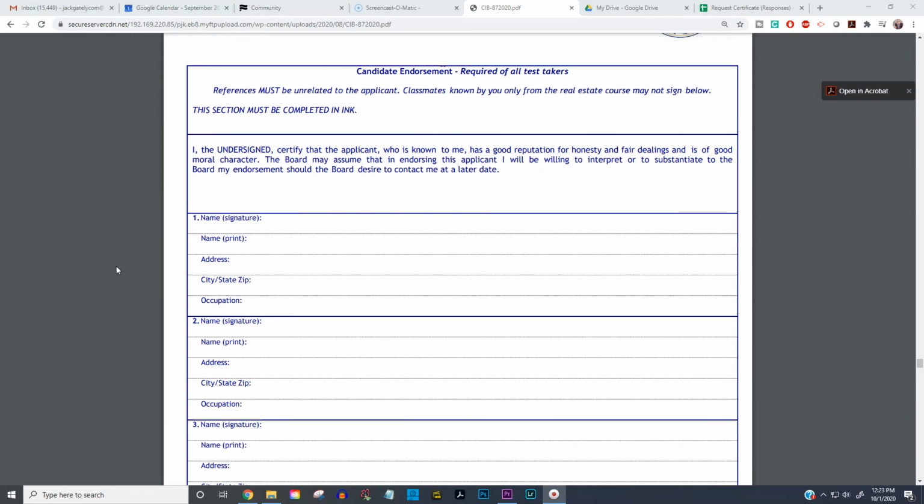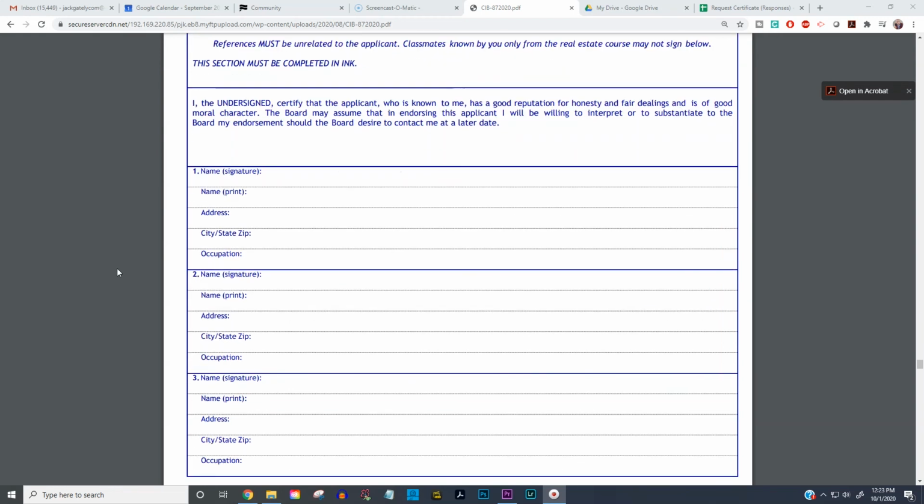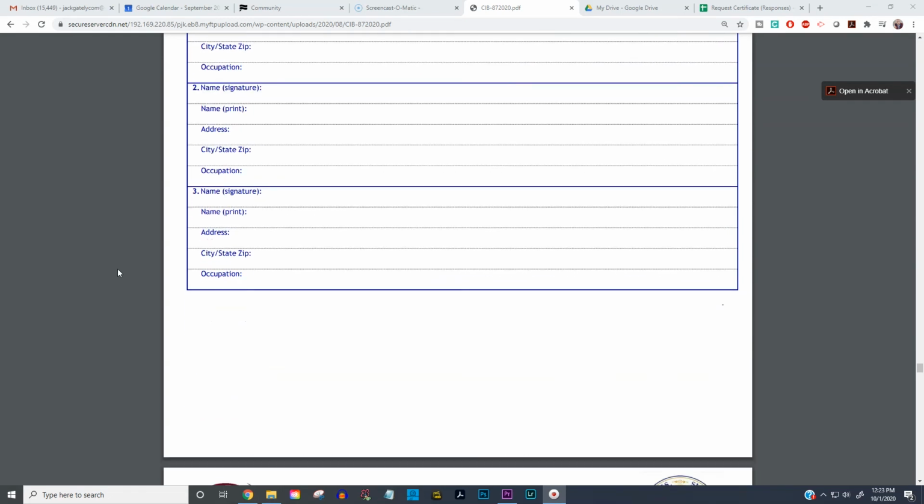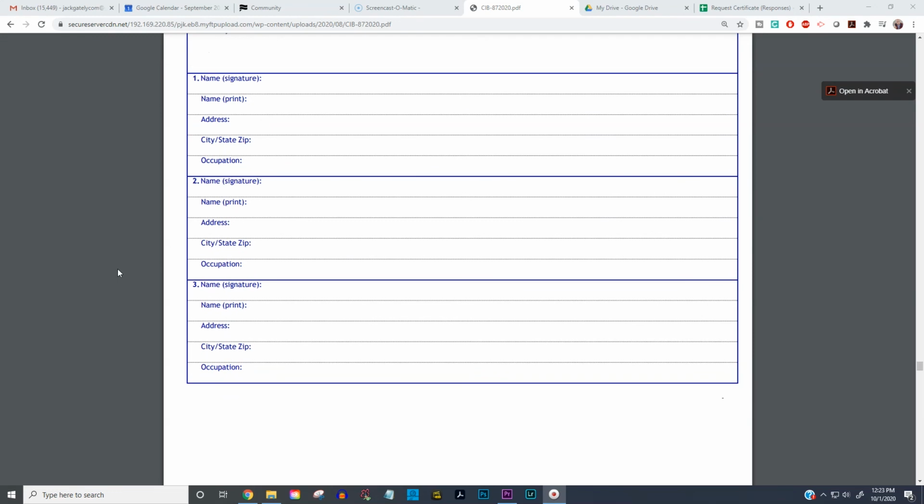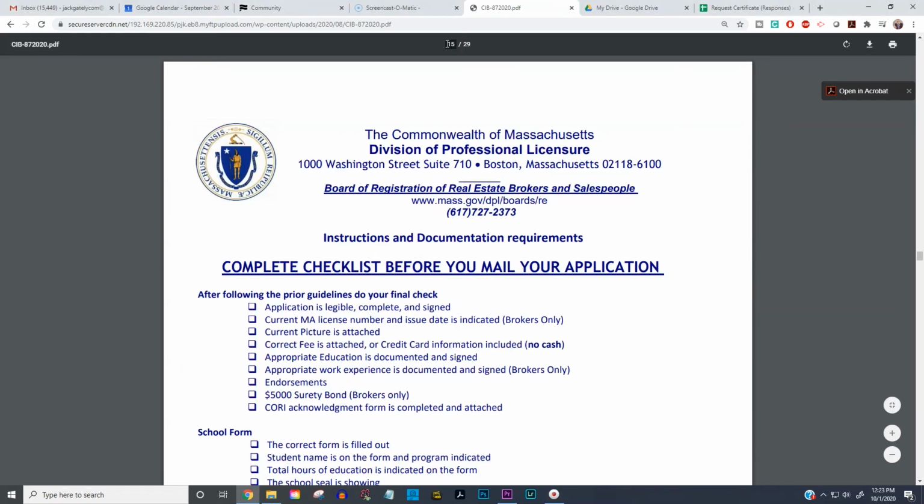Below that is your candidate endorsement forms. Remember, no classmates and no relatives. Technically, it's no classmates known to you only from the real estate class. So if you signed up with your buddy that you knew prior to taking class, you could have them sign it. But as a general rule of thumb, I would just say no classmates and no relatives. Pretty straightforward here. Name, address, occupation. Have them fill that out. Have them sign it. You need 3, and the form has space for 3. That's pretty much how you do it.